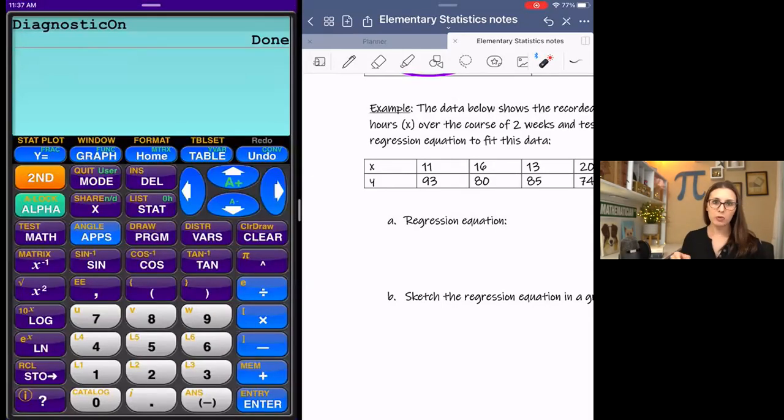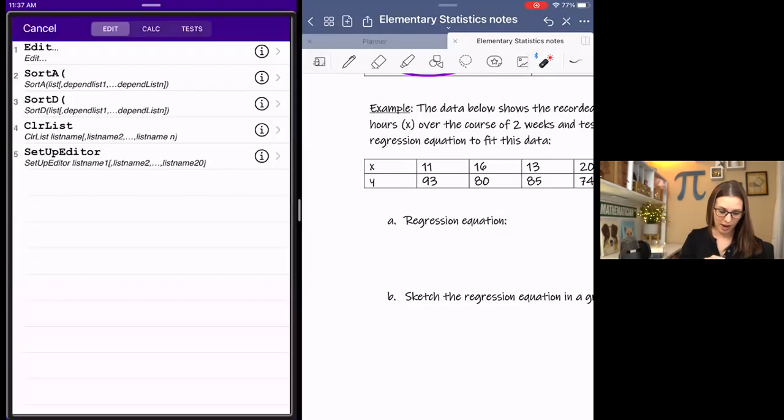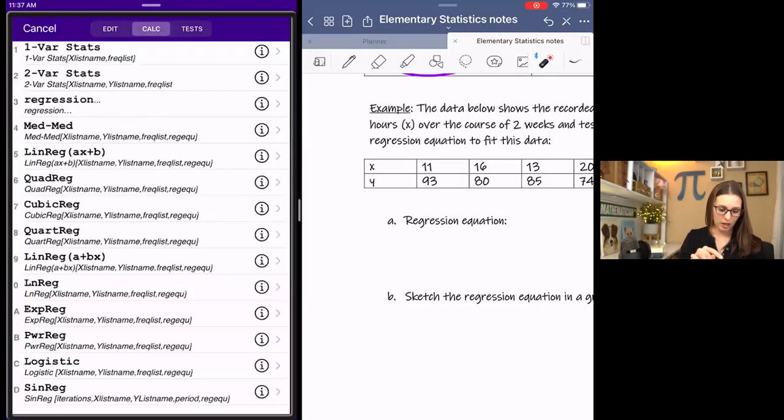So I did second mode to get out of my graph, or you can do done depending on what you're using. And then I'm going to go to stat, calc, and there's 2 options for linear regression. Number 5 is AX plus B. That looks good to me. Number 9 is A plus BX. So the A's and the B's are switched. You're going to get the same equation either way. You just need to pay attention to how they list the equation and what A and B is. I'm just going to choose number 5.